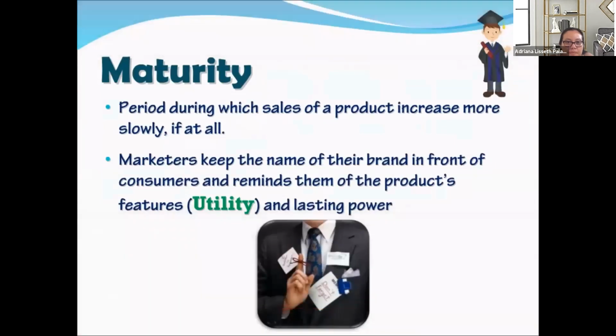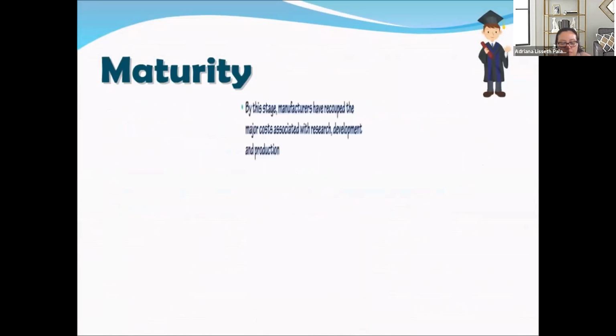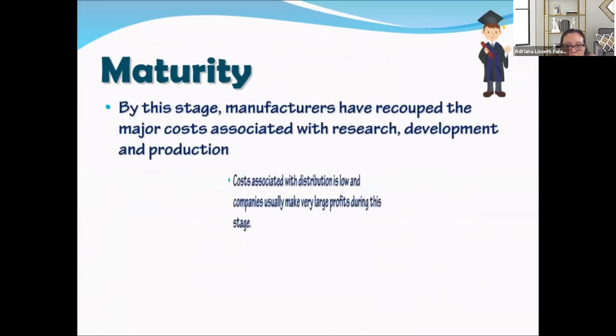Maturity stage. So when products hit the maturity stage, this is where sales really start to level off, right? They might still increase, but at a very slower rate. So marketers want to keep their brand out in front of the consumer and remind them as much as possible of their features, right? The utility, the lasting power of the product. They're not going to generate necessarily new sales. They really want to just keep those returning customers coming back and buying their product.